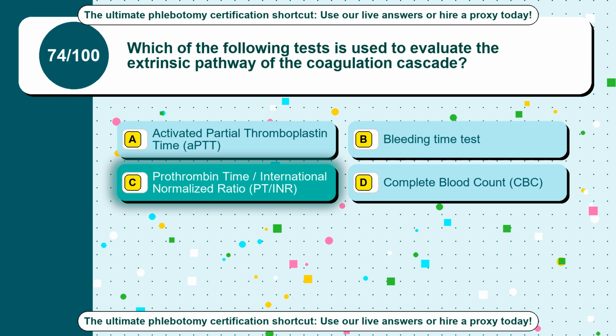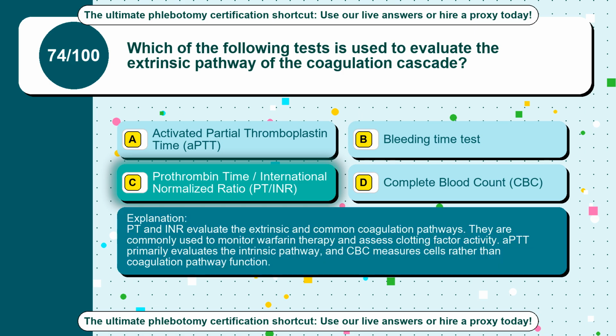The correct answer is option C, prothrombin time / international normalized ratio, PT/INR. PT and INR evaluate the extrinsic and common coagulation pathways. They are commonly used to monitor warfarin therapy and assess clotting factor activity. APTT primarily evaluates the intrinsic pathway, and CBC measures cells rather than coagulation pathway function.